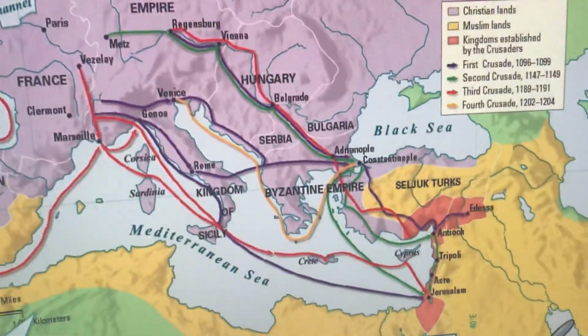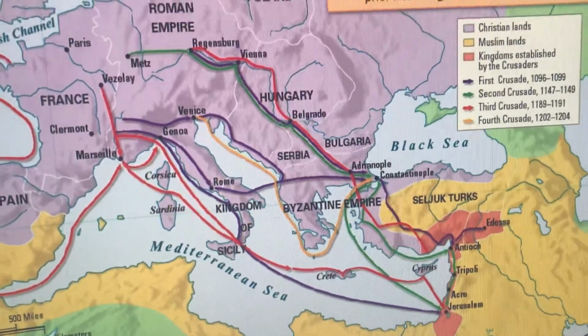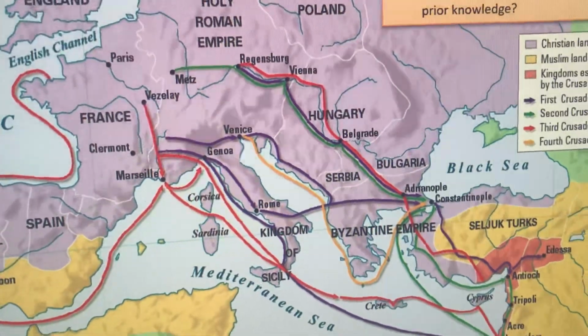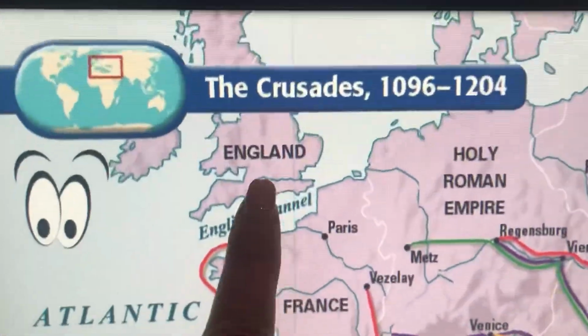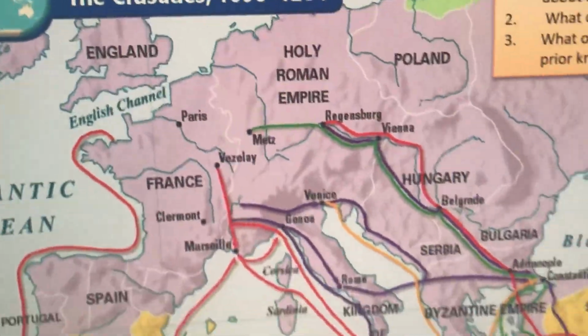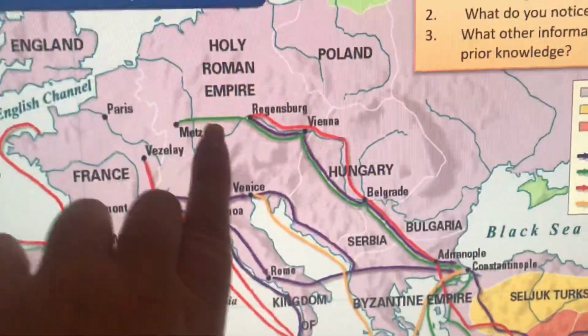What does that tell you? Think about what it would have been like to have gone that distance in medieval times, bearing in mind lots would have come from here over. All right, very difficult journey. They would have had to go over those lands.